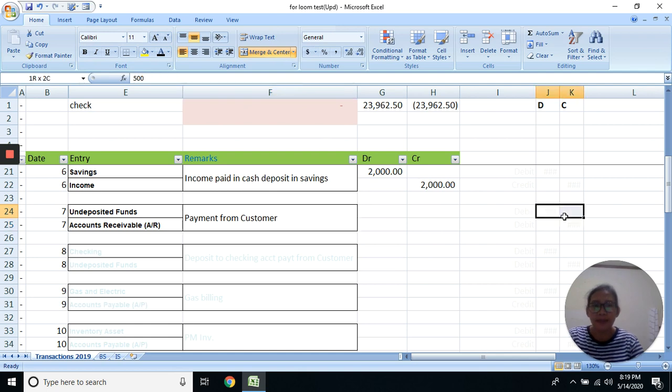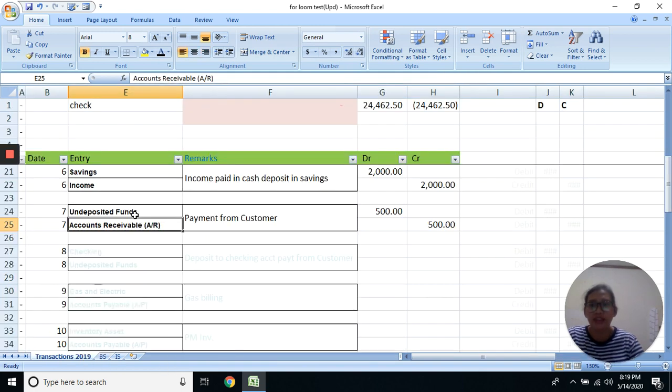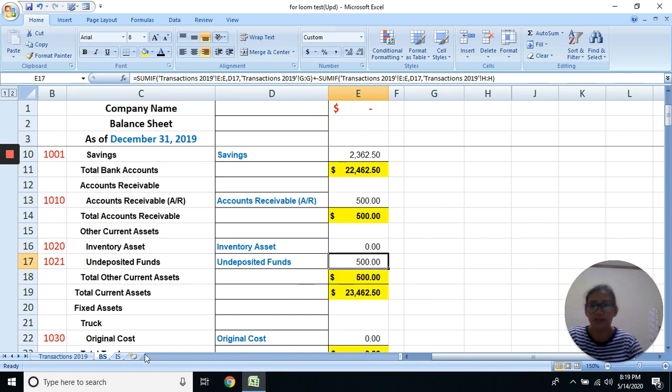So we receive a payment from our customer, 500 US dollars. Most probably issued a check, so a post-dated check. So we inputted it in our undeposited funds and credited our accounts receivable by 500. So our accounts receivable decreases by 500 and our undeposited funds increases by 500.